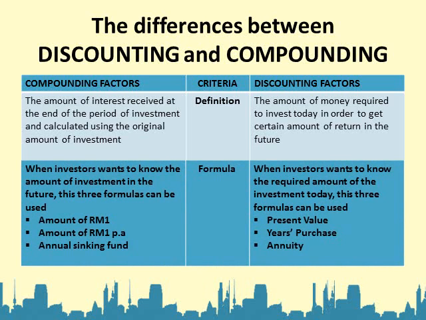Okay, so when investors want to know the amount of investment in the future, these three formulas can be used for compounding factors: either amount of ringgit, amount of ringgit per annum, or annual sinking funds. While when investors want to know the required amount of the investment today, these three formulas can be used for discounting factors, which are present value, years purchase, and annuity. All right.